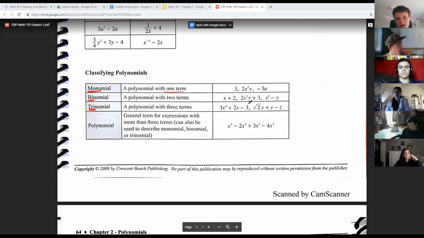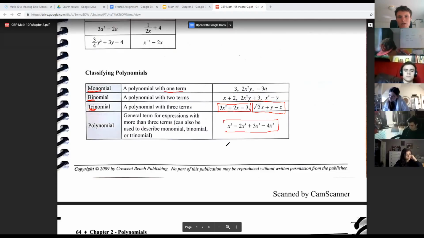Trinomial, of course, you got it, has 3 terms. There's one, and here's the other one. And then polynomial is what we use to describe any of these things, but it can be, of course, more than 3. So this one has 4 terms. And this one has 4 terms.